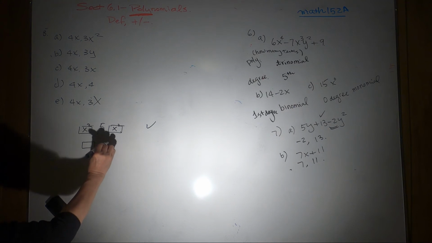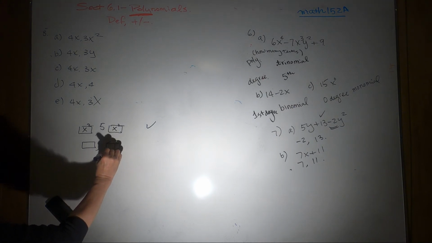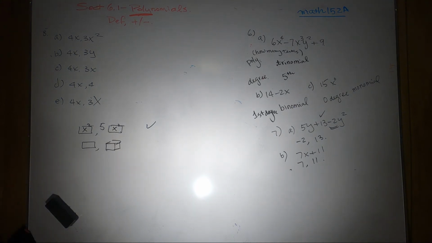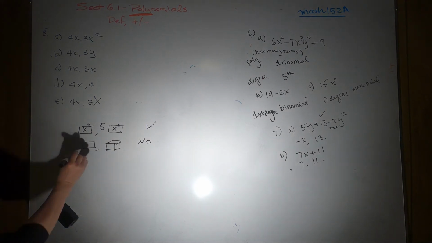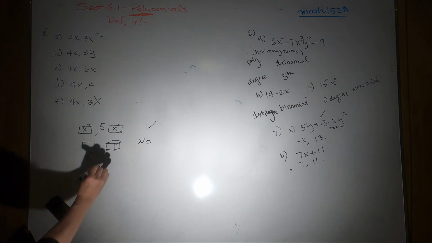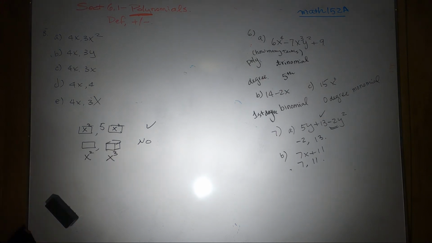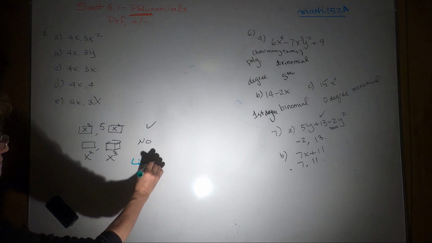But if I have 1 square and 1 cube, do you think they are like terms? You will say no, right? Because this one is like x squared, this one would be what? X cubed. So they are not like terms. So what kind of things would we say they are like terms?